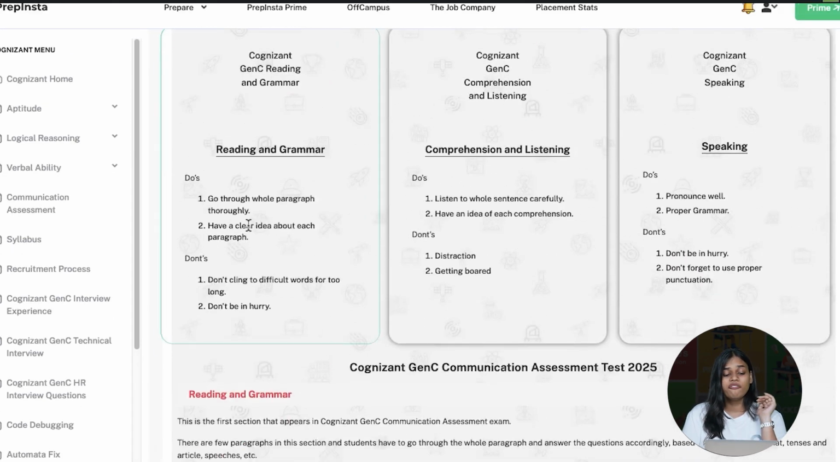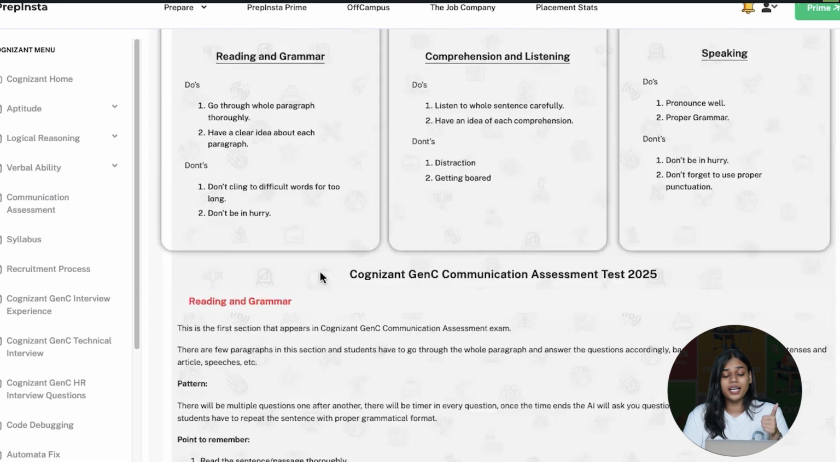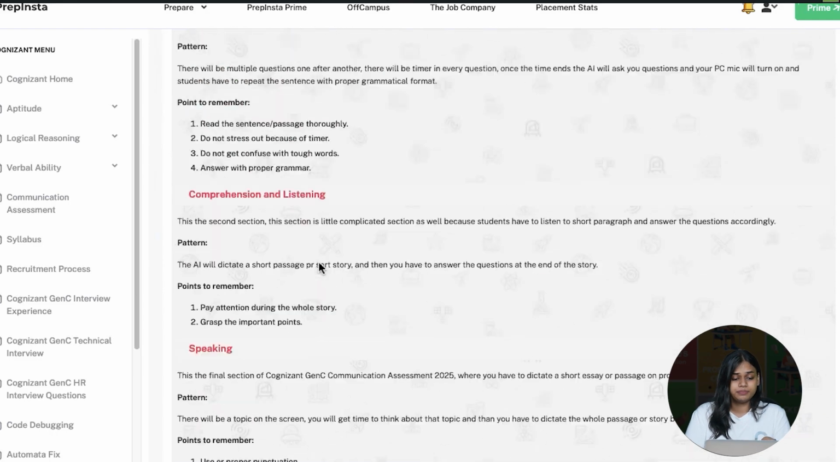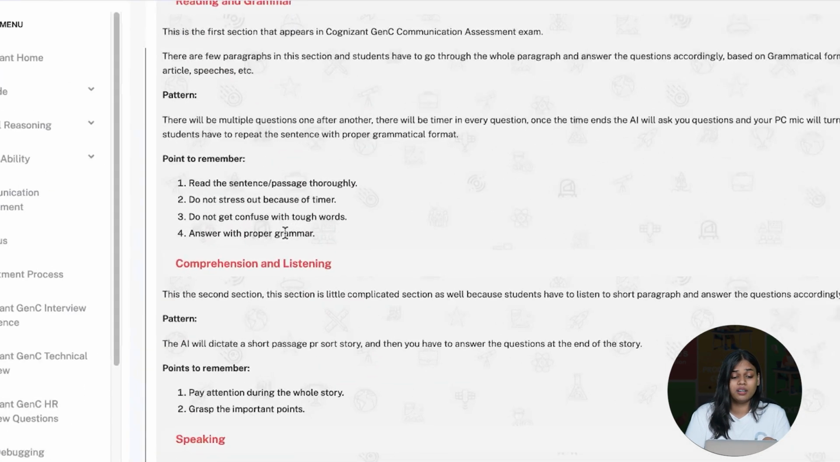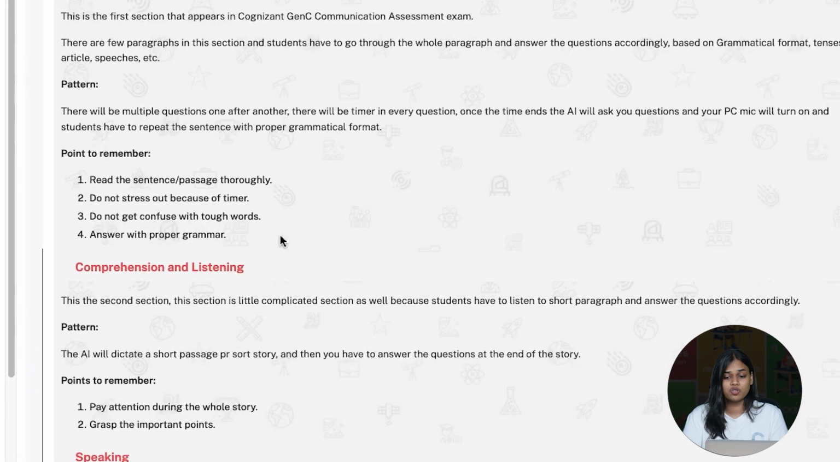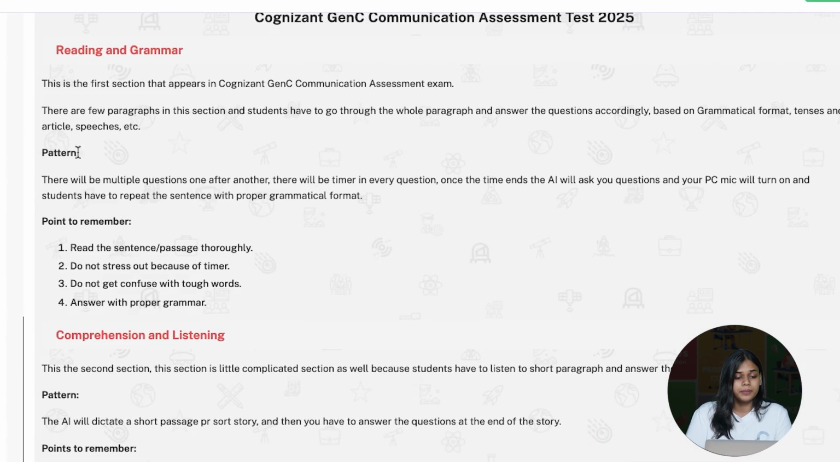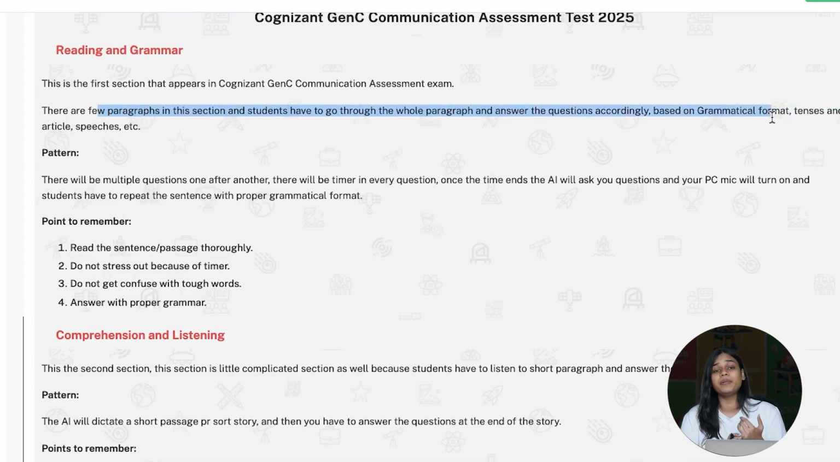As you can see, for Cognizant, they are going to check reading and grammar, which is you will have to read the sentence or the passage thoroughly. I'll quickly zoom it in for you. Okay, so few paragraphs in the section, students have to go through the whole paragraph and answer the questions accordingly based on grammatical format, tenses, articles, speeches, etc. So it's a complete reading and grammar.